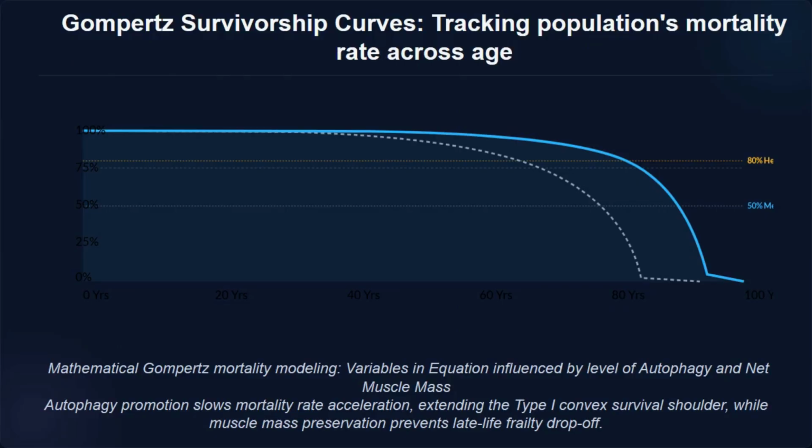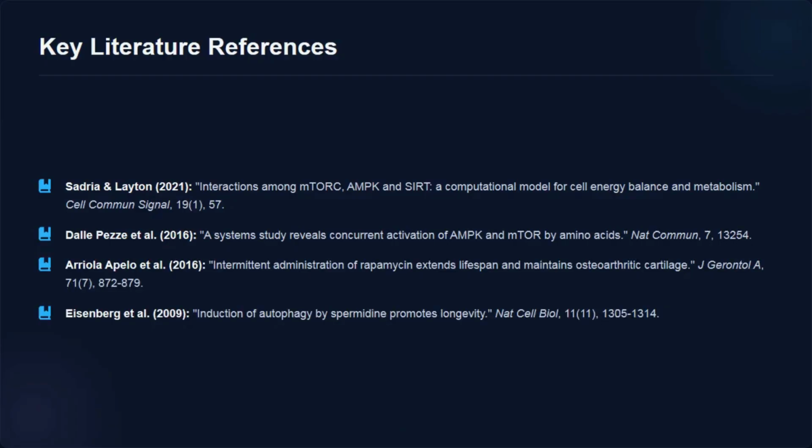Gompertz survivorship curves. The slide couples daily metabolic area under the curve metrics with a type 1 survivorship model to demonstrate rectangularized longevity and reduced late-life frailty. References. The slide summarizes validated literature citations based on which the simulation model was built.